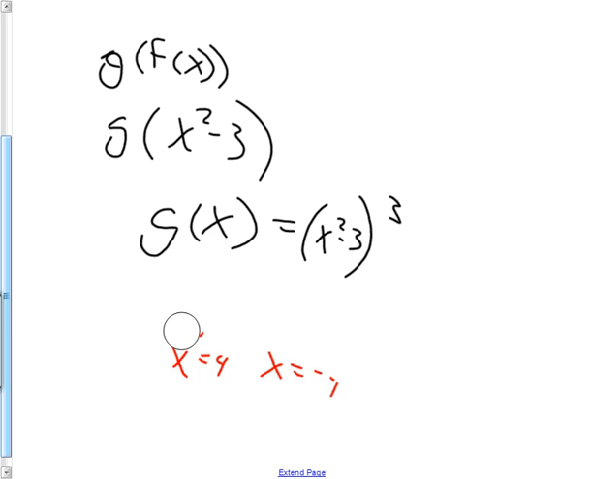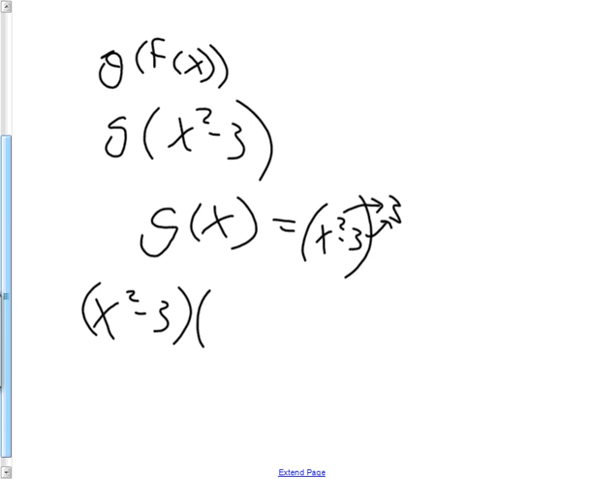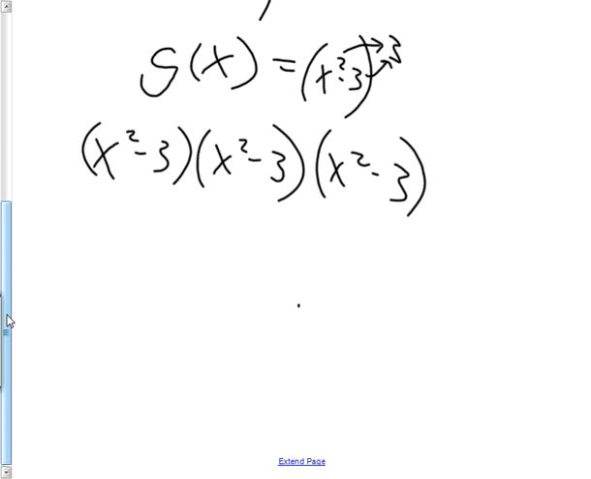X squared minus 3 cubed is not as simple as take x squared and cube it and take the 3 and cube it. That is wrong. It's this. How do you FOIL a triple? There is no snappy name like FOIL, except it's like, you know, Foigle or whatever. There's no name like that.